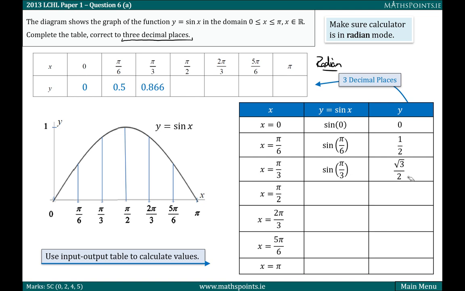And I'm going to put it down here in the table, but obviously the question did ask it for as a decimal. The sine of pi over 2 is equal to 1, the sine of 2 pi over 3 is equal to root 3 over 2, the sine of 5 pi over 6 is equal to a half, and the sine of pi again is equal to 0. So these y values are increasing up to a maximum of 1, that's 1 there, and then they decrease back down to 0. So we can use these as the heights for estimating the area using the trapezoidal rule.